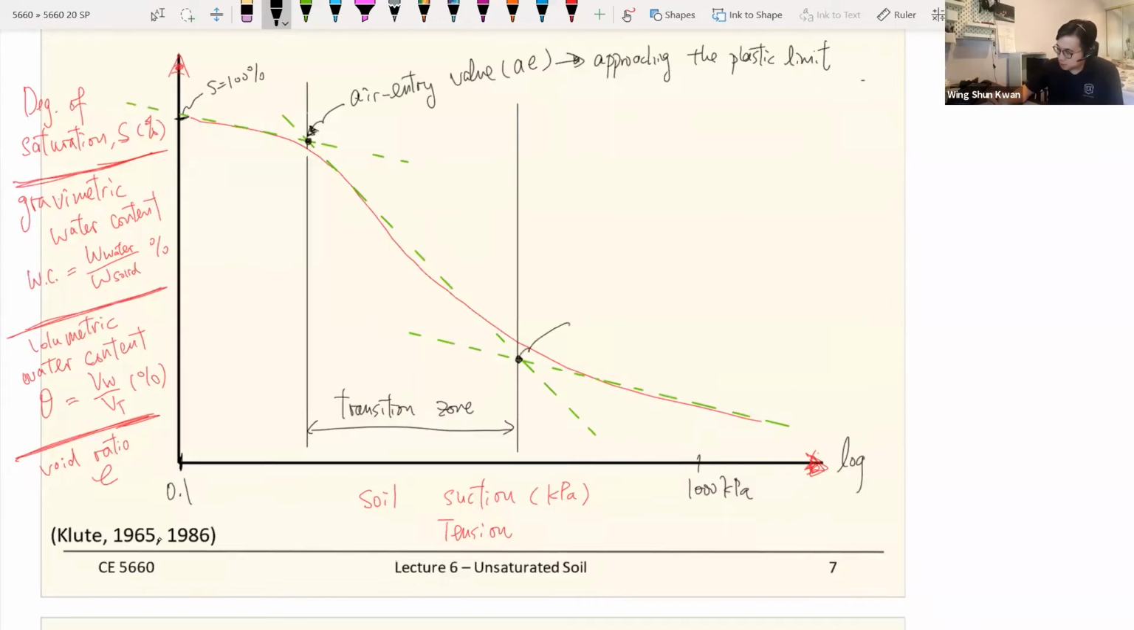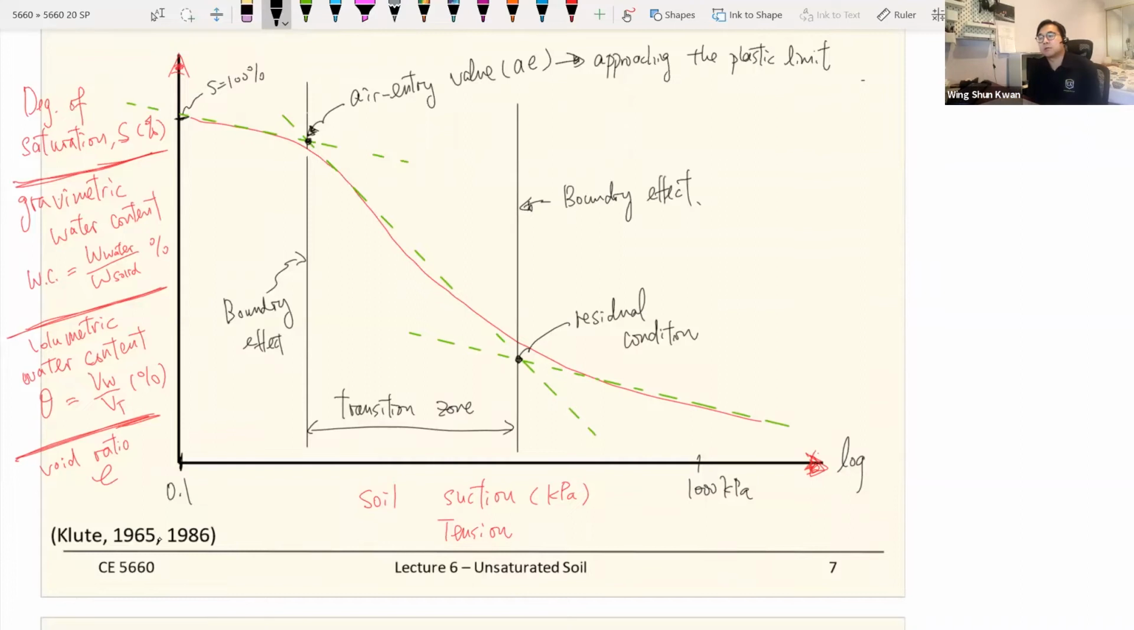Another breaking point right there defines the residual conditions. Those values provide the boundaries you need, so you have different boundary effects for you to define the 2 phase zones. It depends on the soil suction. So any questions on this? This is a basic introduction to the SWCC.